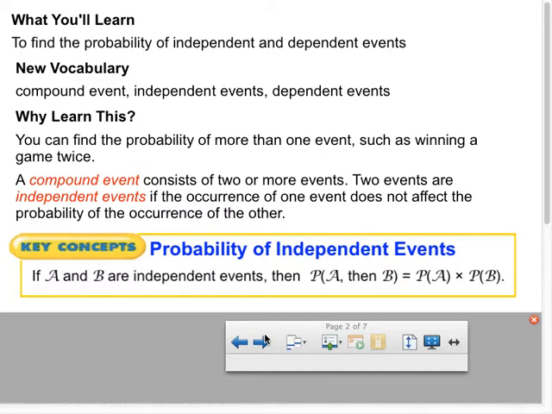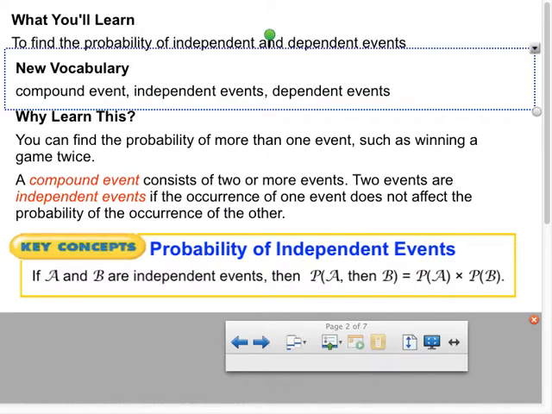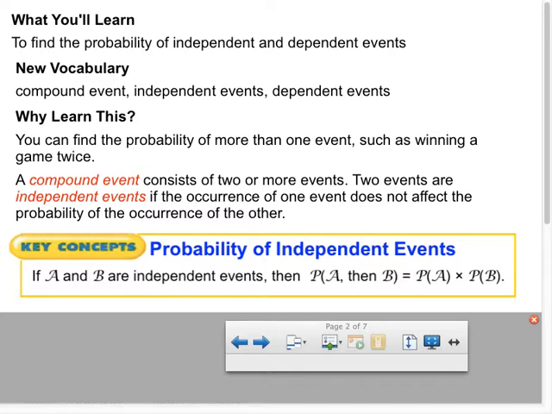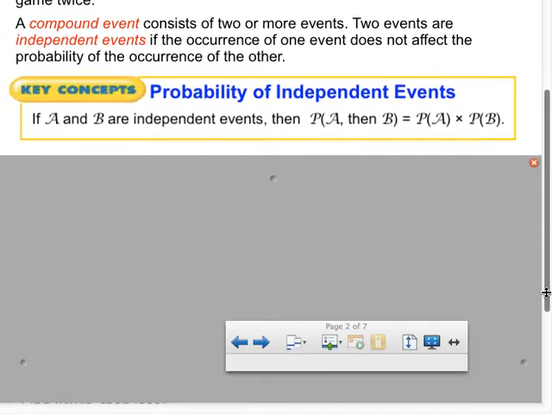What you'll learn: to find the probability of independent and dependent events. Okay, and our new vocabulary is compound event, independent events, dependent events. Why learn this? You can find the probability of more than one event, such as winning a game twice. A compound event consists of 2 or more events. 2 events are independent events if the occurrence of one event does not affect the probability of the occurrence of the other. And we're going to see what that is trying to tell you in that statement.